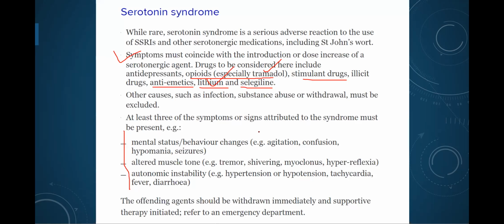What will be the management of serotonin syndrome? First thing to do is to stop the offending drug. If the patient is on two or three SSRI-containing medications, you should stop all the medications, and you should stop them abruptly. At that time, there is no time to gradually reduce the dose. So any patient having serotonin syndrome and on serotonergic drugs, stop the drugs immediately and then give supportive management.